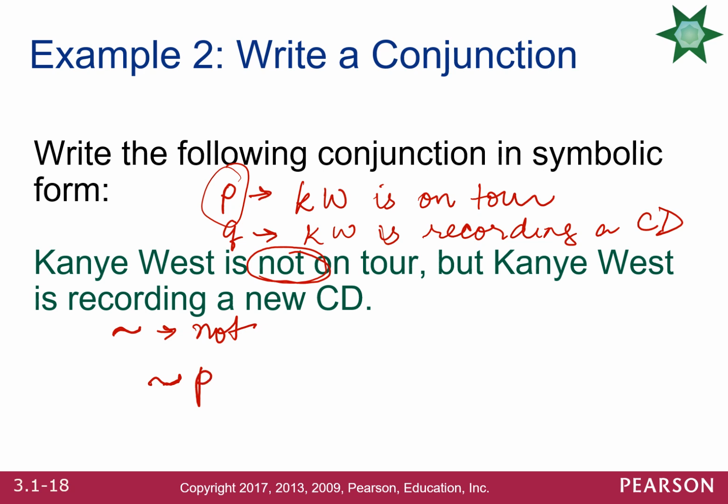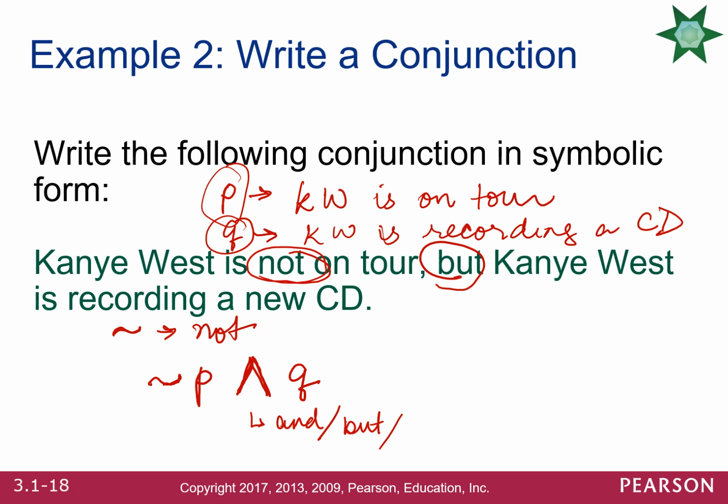And then the conjunction we are going to represent as this downturned V symbol, which means but and whatever, and but, however, nevertheless, and so on. Kanye West is recording a new CD is represented by the symbol Q. So it's going to be tilde P, which means not P, Kanye West is not on tour, and then the and symbol, followed by Q, which represents KW is recording a CD.